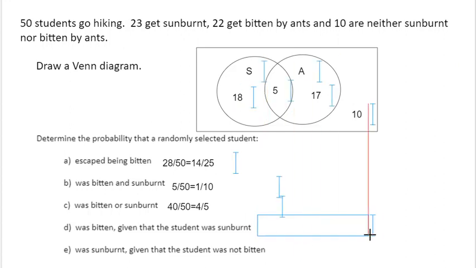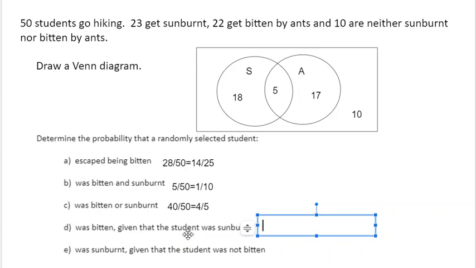All right, raise your hand for this one if you have it. Was bitten given that the student was sunburnt? You see one hand. All right, Lucas, what are you thinking? 5 out of 23. Does anybody else think it could be 5 out of 23? One person? Okay, so I can see that you're not quite ready with those conditional probabilities yet, but let's see if we can confirm Lucas and Kyle's answer.